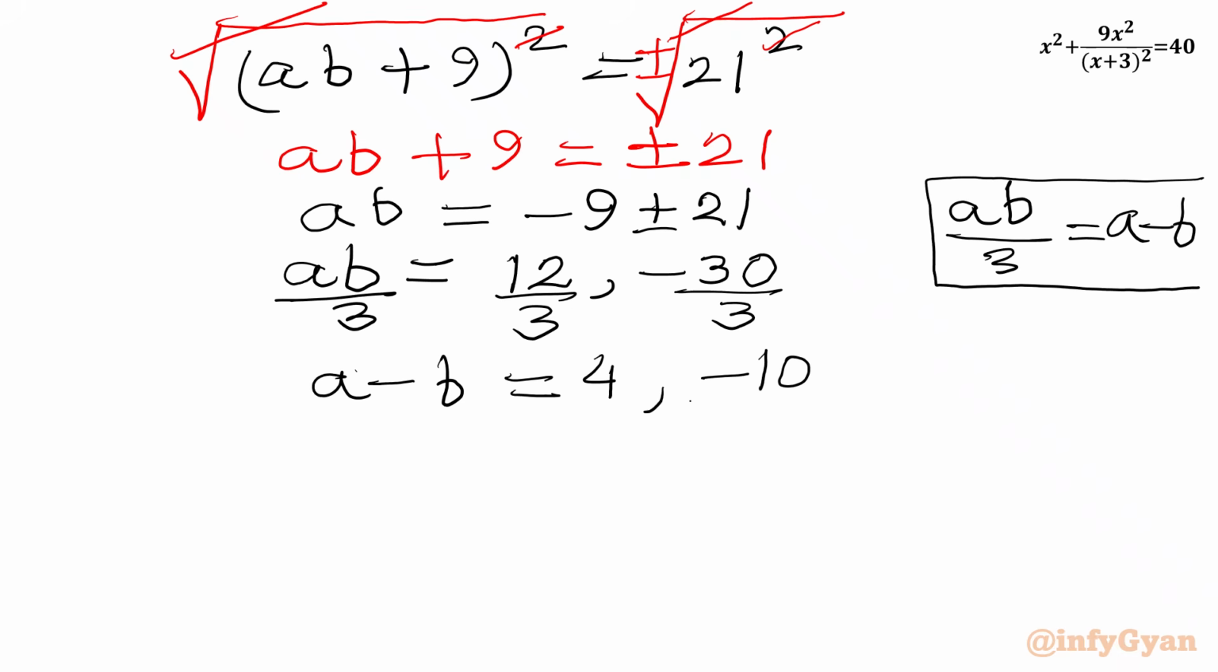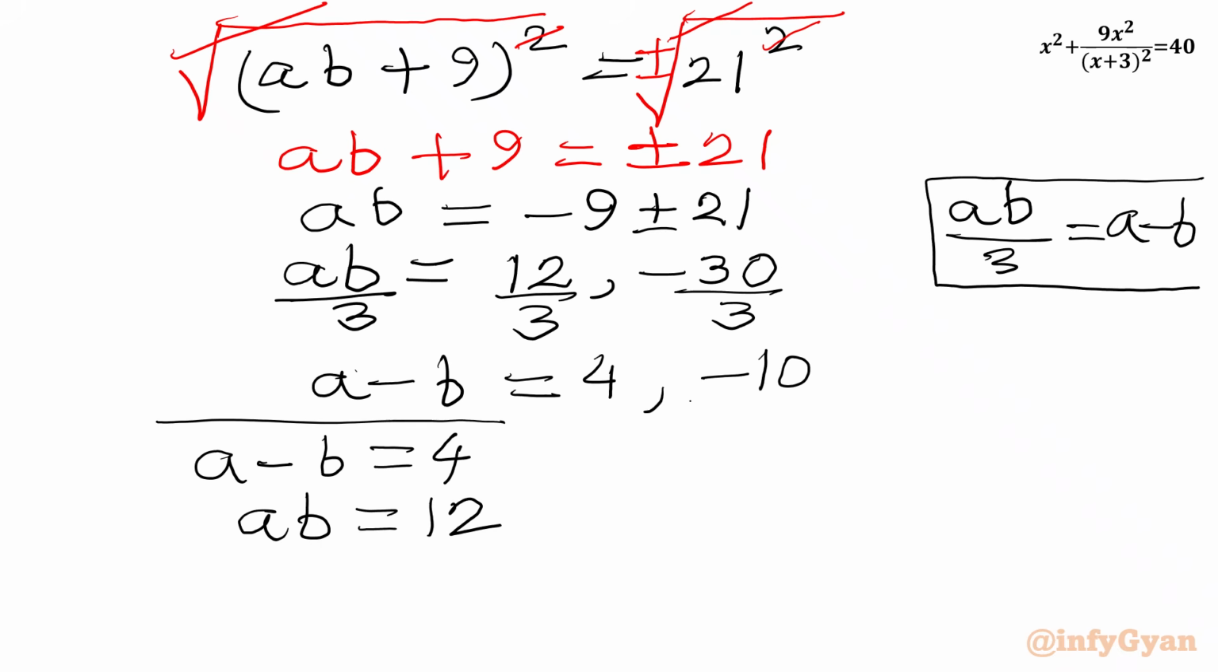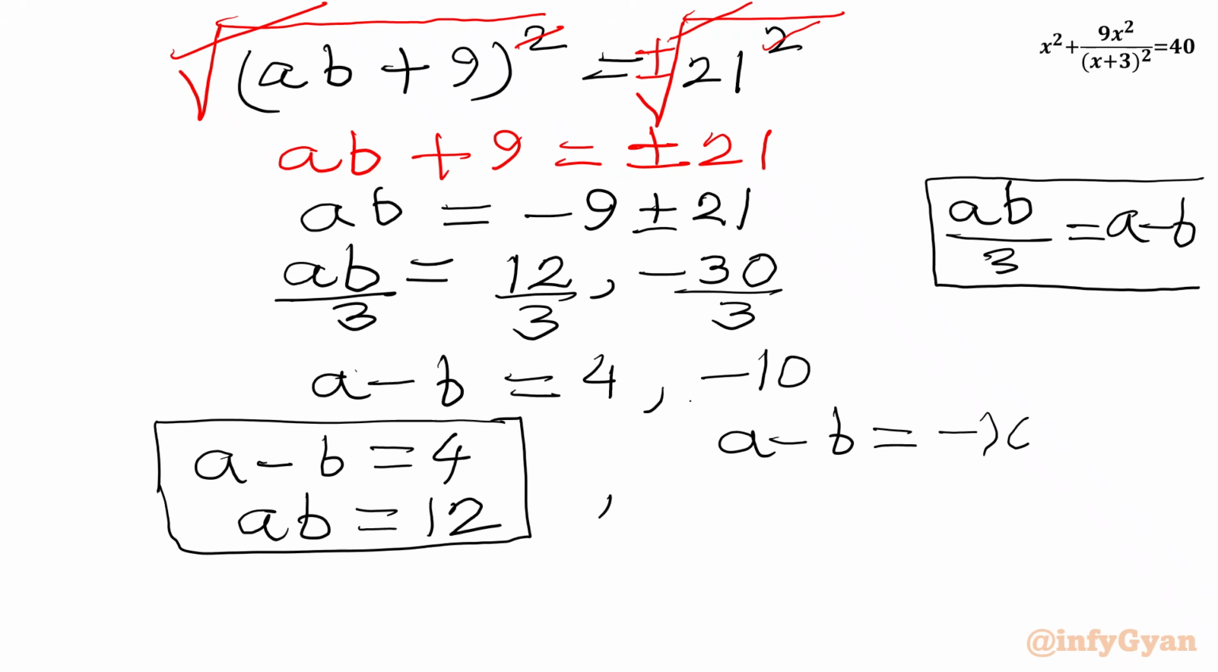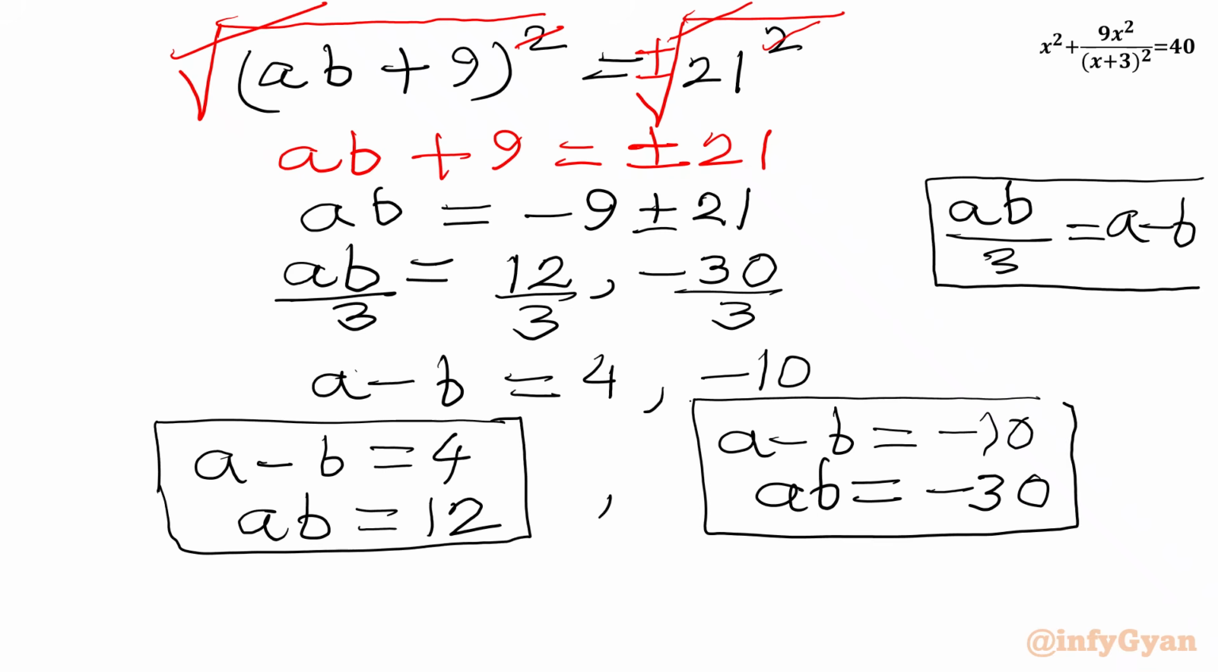Now we can frame two systems of equations. I will write A minus B equals 4 with AB equals 12. This is our first system of equations. Now we will write the second system of equations: A minus B equals minus 10, where AB is equal to minus 30. Now we have to solve these two systems.